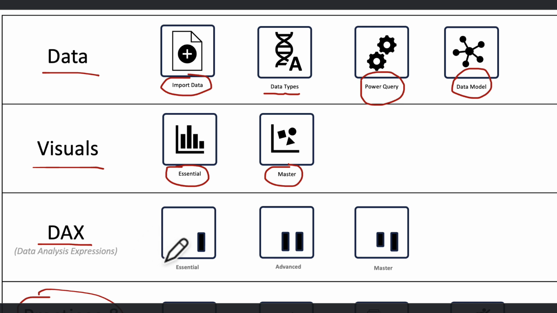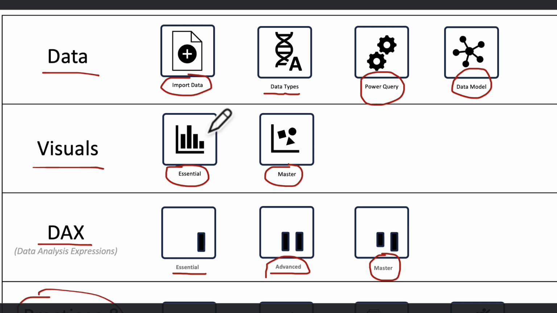That's why DAX is divided into 3 sections. 1, we cover the essential DAX formulas. And then we talk about the advanced usages of DAX formulas. And finally, we cover all the little tricks or the magical things you can do with DAX formulas. We do that in the master DAX section.